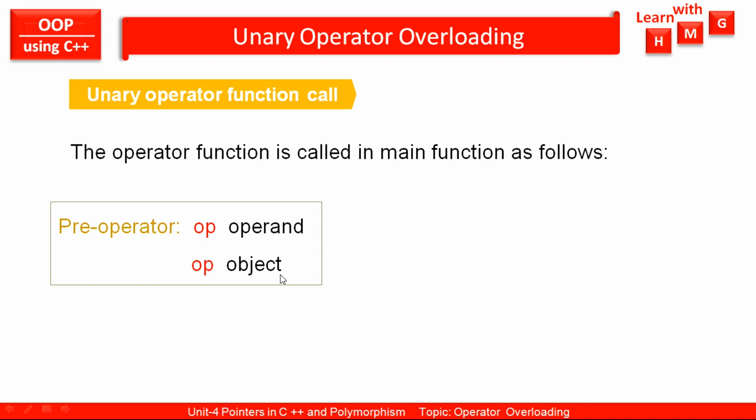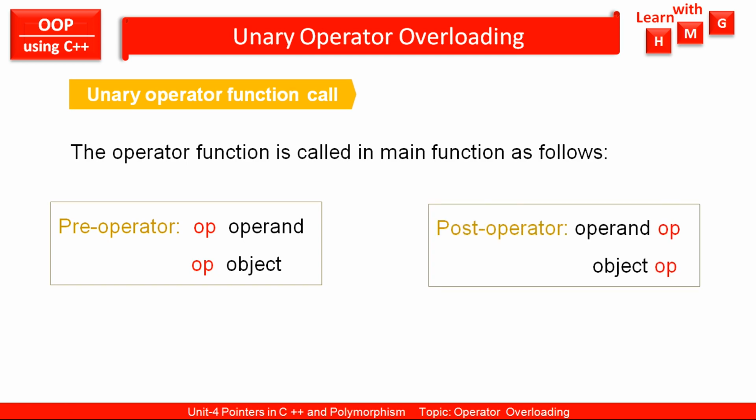So here, first of all, the operator symbol will be there, where op means operator symbol, and then the object name on which that operator will operate. For example, we will see later on. The other method is the post operator, where the operator is applied after the operand. So first the object, the first operand, and then the operator. For example, the object will be there and then the operator symbol will be there.